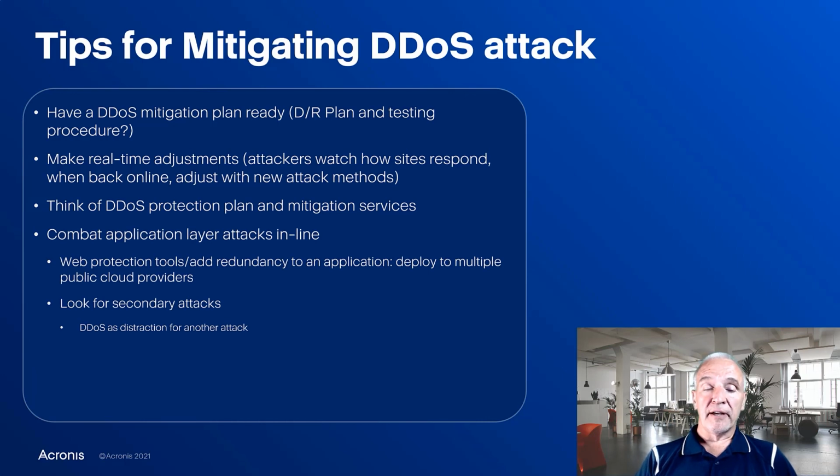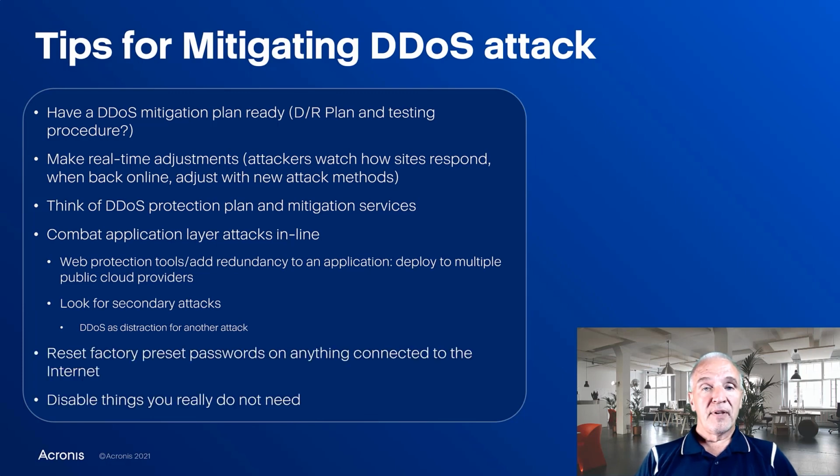Combat application layer attacks inline. There's web protection tools, add redundancy to an application, deploy to multiple public cloud providers. Also, look for secondary attacks. DDoSes can be a distraction for another attack. Have you reset factory preset passwords on anything that's connected to the internet? Have you gotten rid of the admin? And disable things that you don't really need.